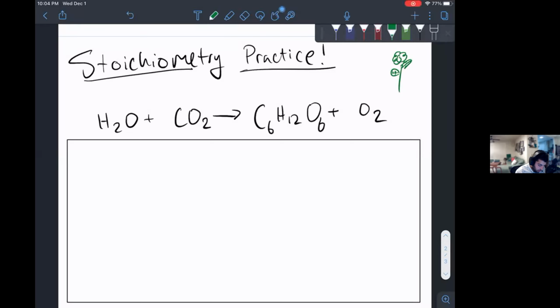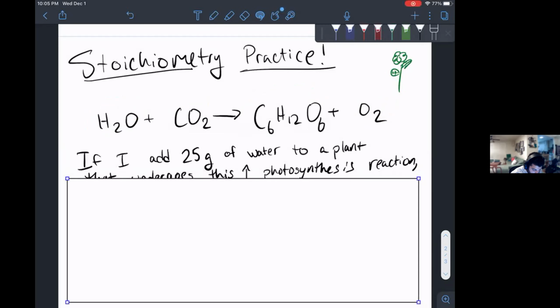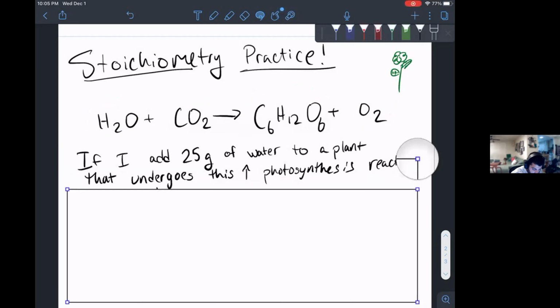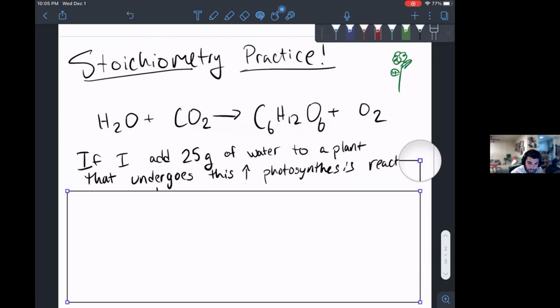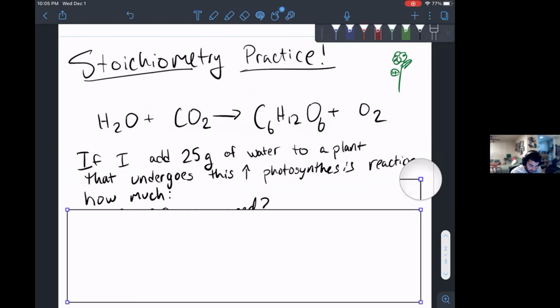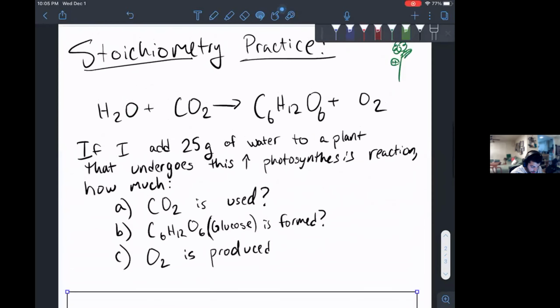They take in water and carbon dioxide, and they produce glucose, sugar, and oxygen, which oxygen we kind of need to live. So I'm really happy our plants do this. So what we're going to do is I've set up a little question for us. If we add 25 grams of water to a plant that undergoes this above photosynthesis reaction, how much, A, CO2 is used, B, glucose is formed, C6H12O6, and C, CO2 is produced.